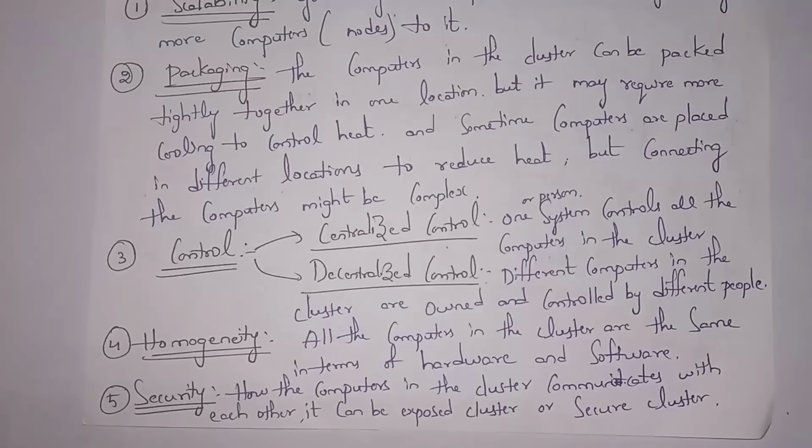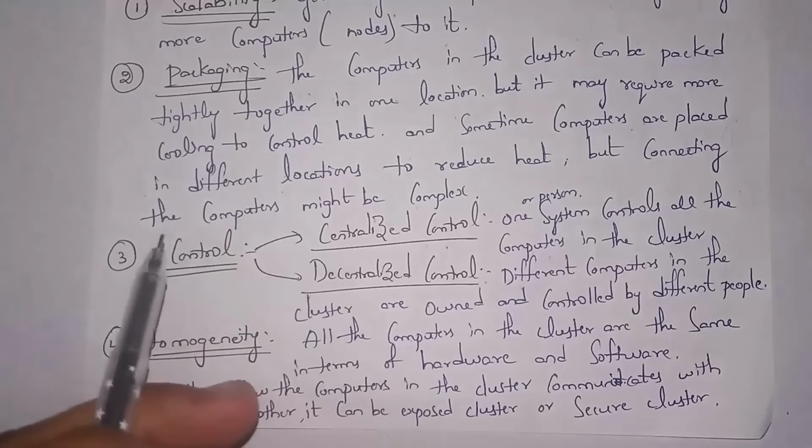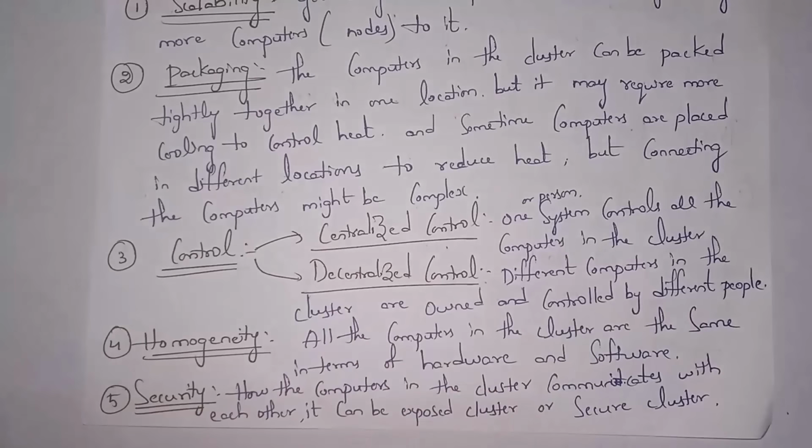The third objective is control. In a cluster, if one system controls all the computers, then we call it a centralized cluster. It is like one boss, which will share each and every operation to all computers. Whereas in decentralized control, there will not be any central system to control the remaining computers.